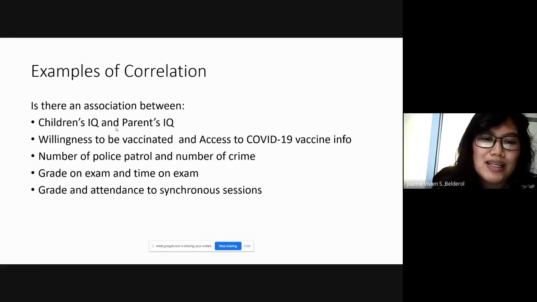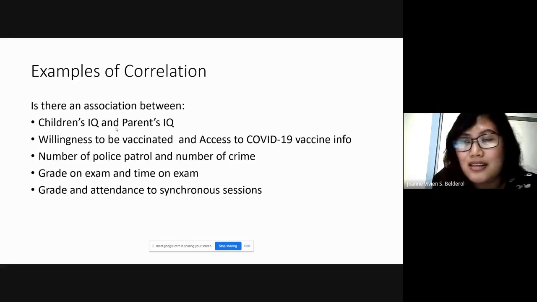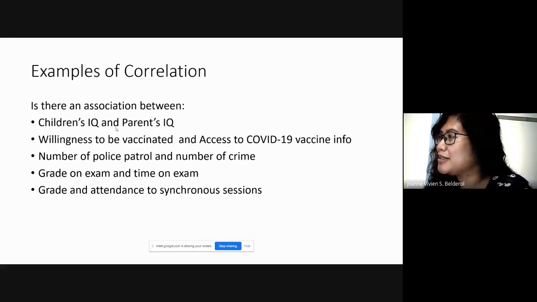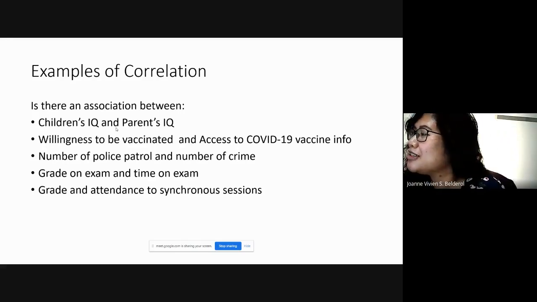What about willingness to be vaccinated and access to COVID-19 vaccine info? Is it positive or negative? Would anyone like to answer? Just share your thoughts, there's no right or wrong answer.